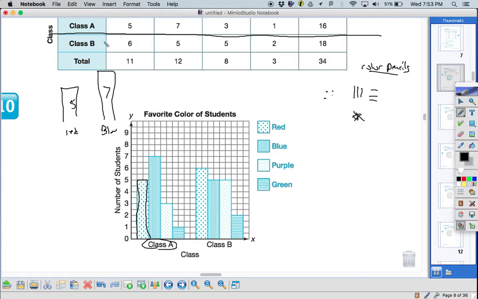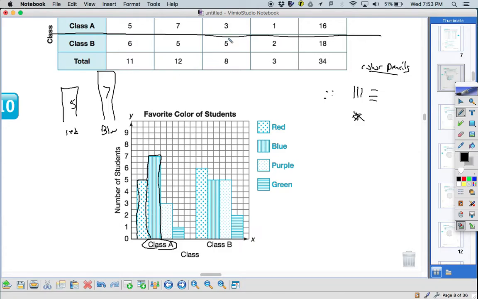They went to the next one, which says class A 7, so they went back to class A. They made a second bar that's a little bit taller, up to 7. And this time it was blue, so they said, okay, I can't use dots anymore, so let's go up and down lines. So they shaded that with up and down lines, and then so on.